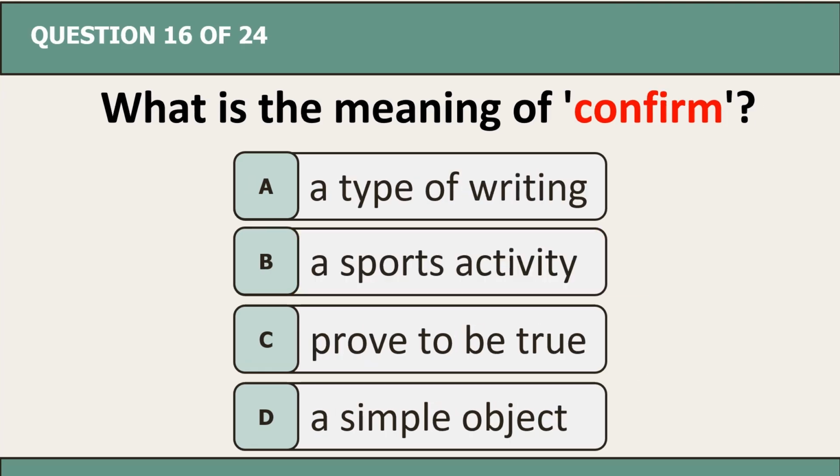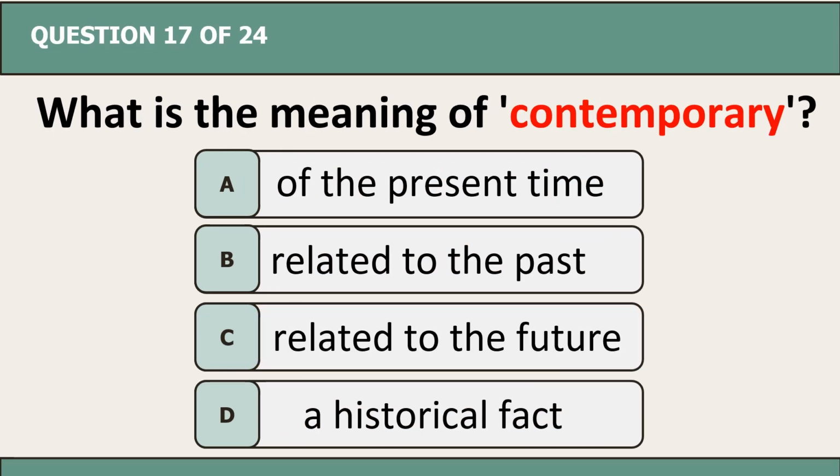Question 16. What is the meaning of confirm? The correct option is C. Prove to be true. Question 17. What is the meaning of contemporary? The correct option is A. Of the present time.